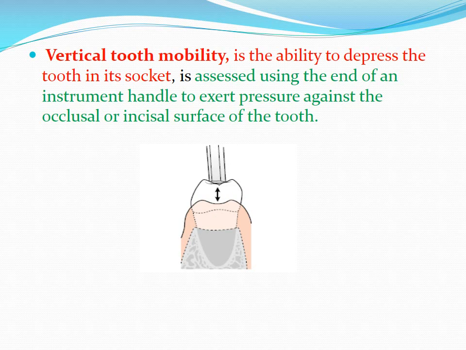While vertical tooth mobility is the ability to depress the tooth in its socket, and this is assessed by using the end of any dental instrument to exert a pressure against the occlusal or the incisal surface of the tooth.